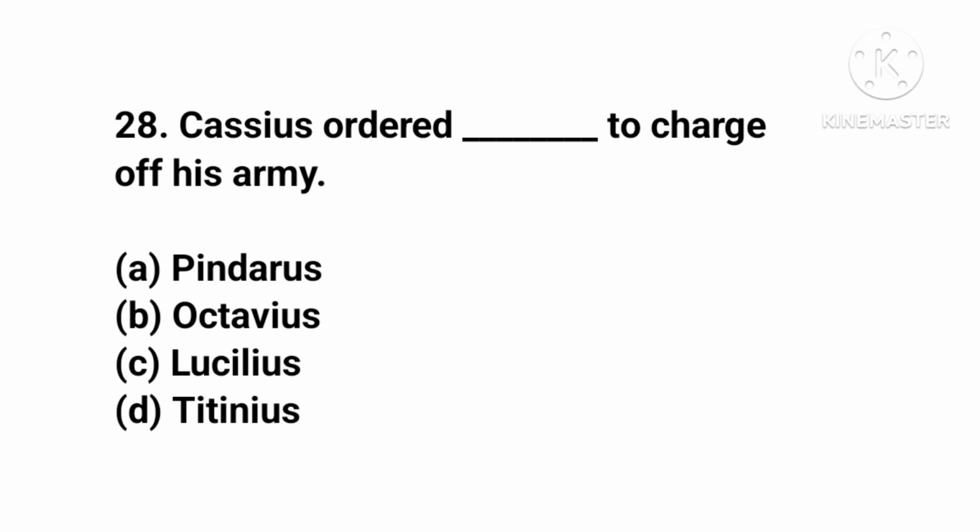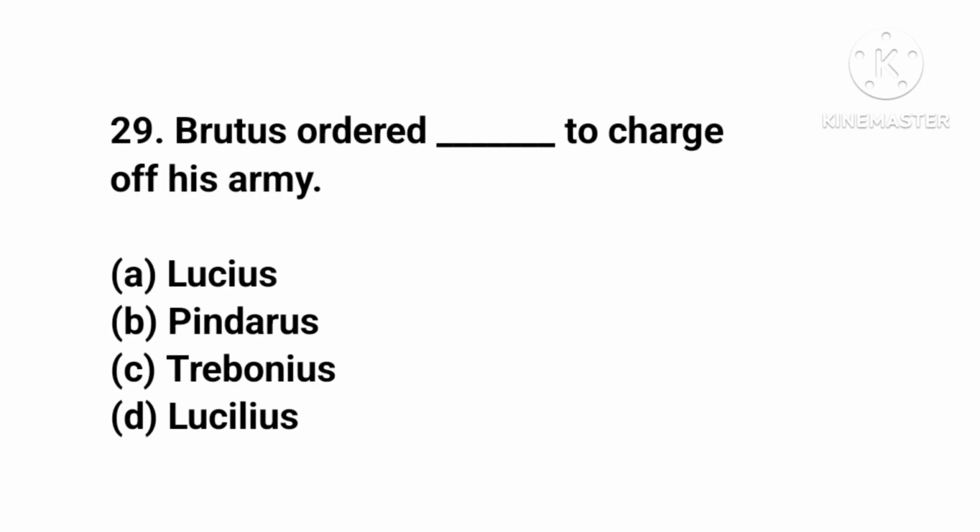Amazing! You are right. Cassius ordered his servant, Pindorus, to charge off his army. Now the final two questions. Number 29. Brutus ordered dash to charge off his army. So Cassius, he ordered Pindorus to remove his side of the army. Now Brutus, he too instructed somebody to remove the army men from his side. So who did he order?